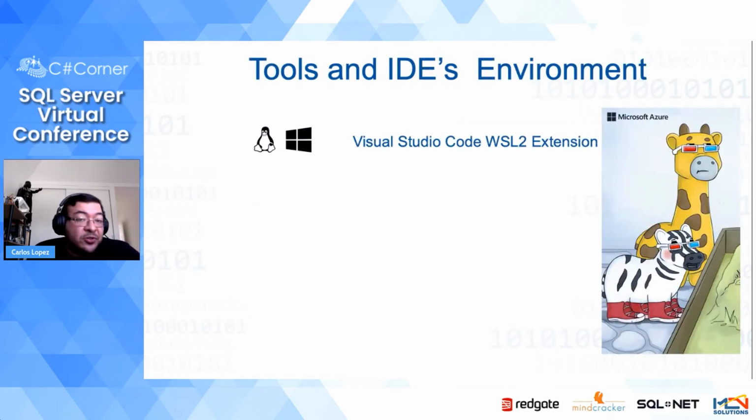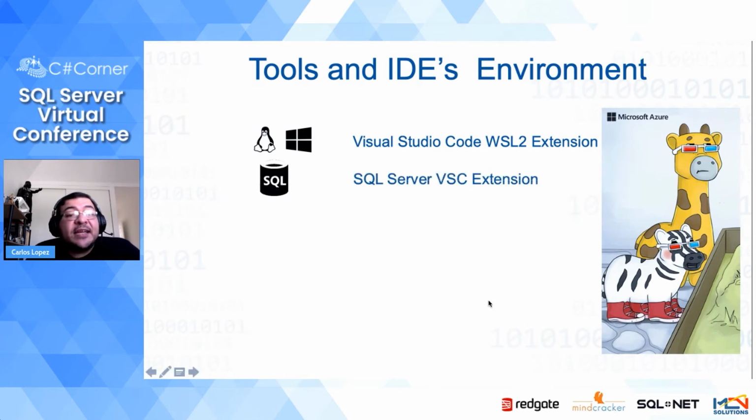And what about tools? What tooling are we going to use to see all that is coming? First, we'll use Visual Studio Code with the WSL2 extension to define our configuration for our Ubuntu. Next, we'll use a SQL Server Visual Studio Code extension to connect to the SQL Server on our container locally. And next, we'll use Azure CLI tools to connect to Azure, so that we can see the registry there.